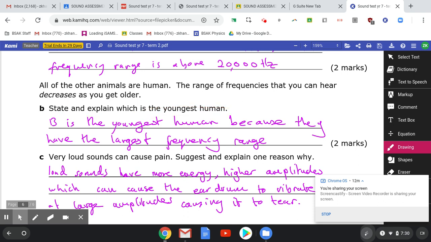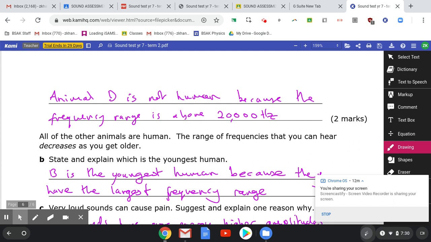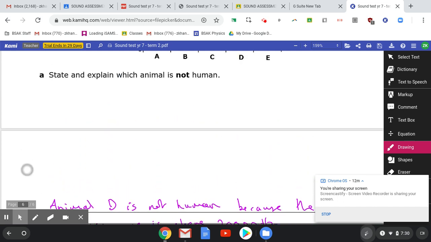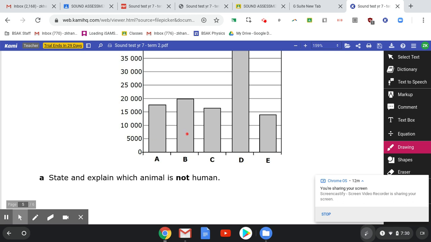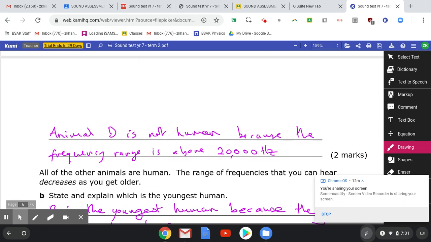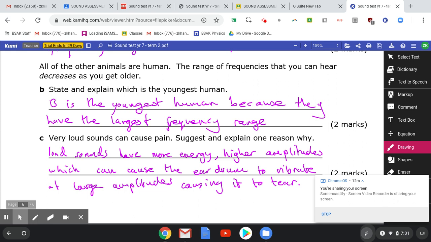State and explain which is the youngest human. So the younger you are, the greater the frequency range. So out of A, B, C, and E, which are humans, which has the greatest range, so which has the largest bar, it's B, going from 0 all the way to 20,000 hertz. All the others are less than 20,000 hertz. Okay, so 2 marks. So B is the youngest human, 1 mark, because they have the largest frequency range, and that's the second mark.